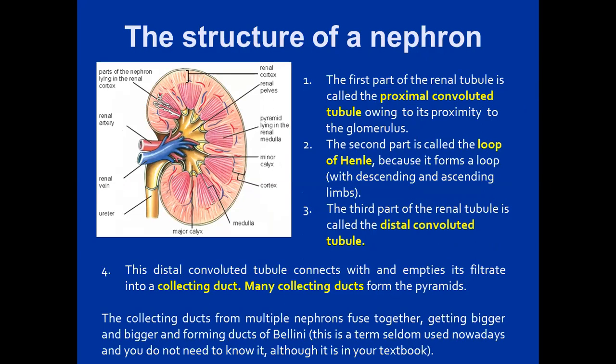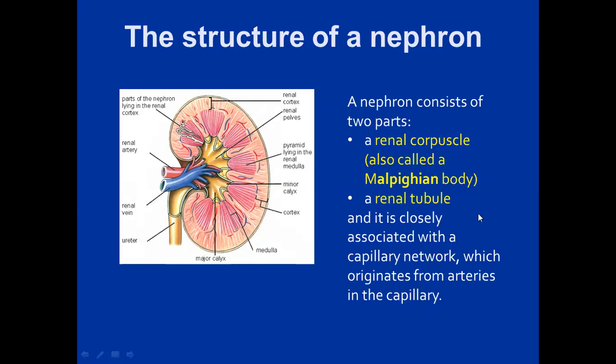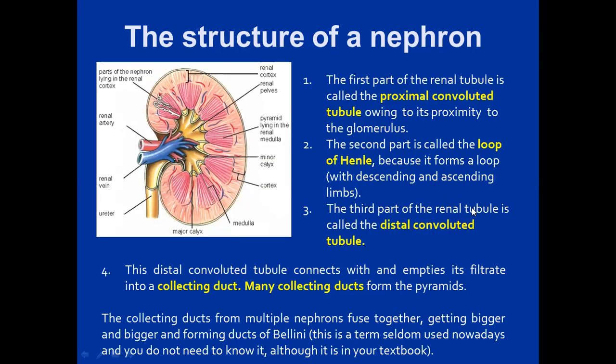So the first part of the renal tubule is called the proximal convoluted tubule. There's the glomerulus and the renal tubule, okay. All right, so the first part of the renal tubule is called the proximal convoluted tubule because of its proximity to the glomerulus. The second part is called the loop of Henle because it forms a loop. The first part of the loop of Henle is called the descending limb because it's going down, and then the ascending limb going up.